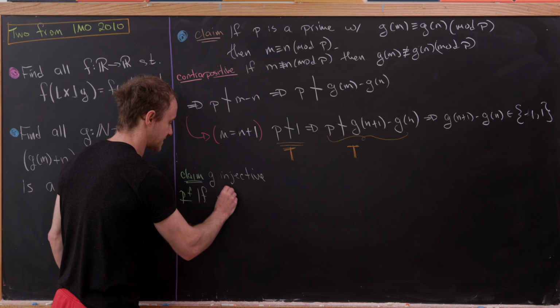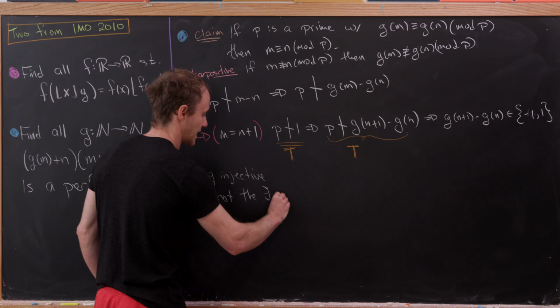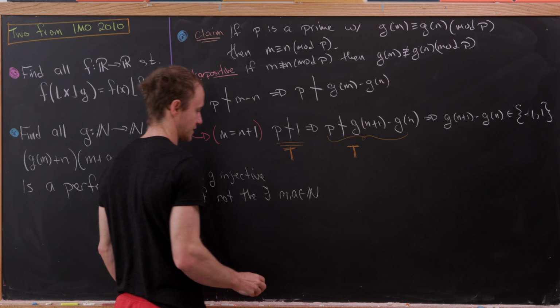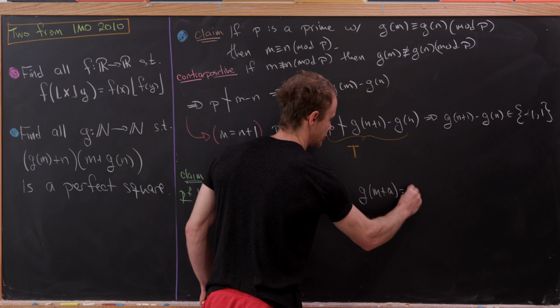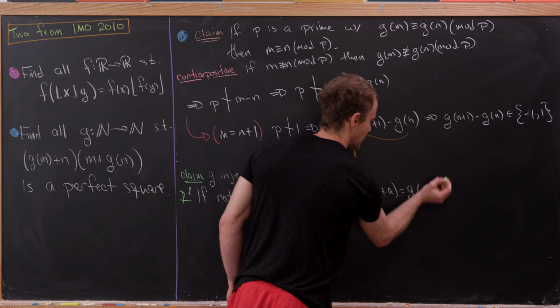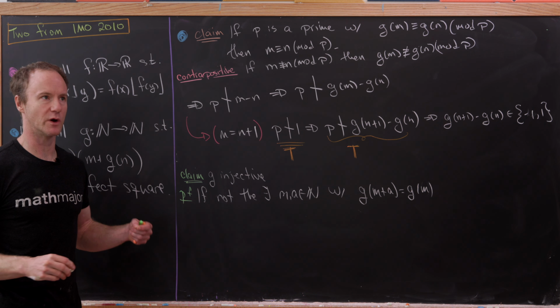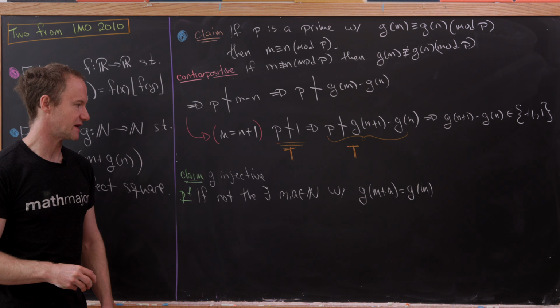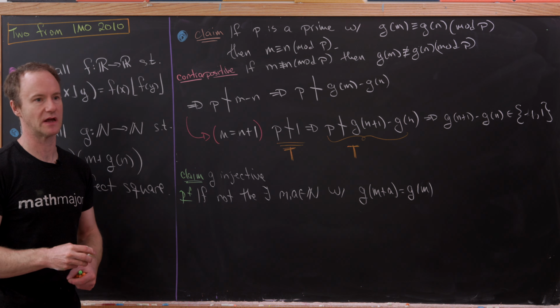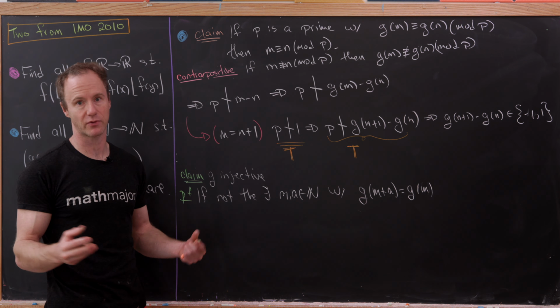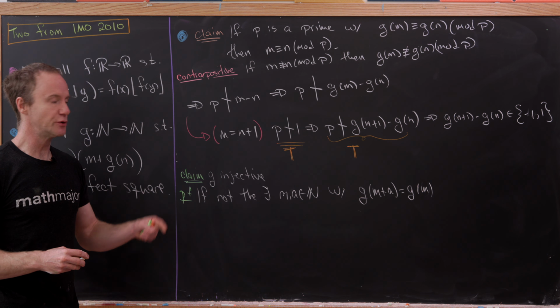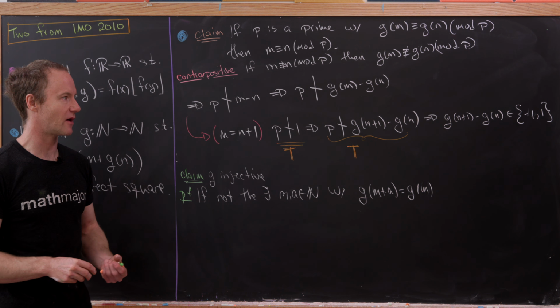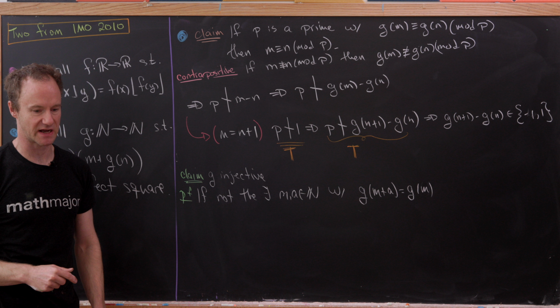So if not, then there are m and a, which are natural numbers, with g of m plus a equal to g of m. Now, this isn't exactly what you might have seen for something not being injective, but this is equivalent in the natural numbers because any two natural numbers are separated by a natural number. Okay, but now if there are two places where this happens, let's think about the behavior of g. It can only go up by 1 and then down by 1. Those are the only possibilities.